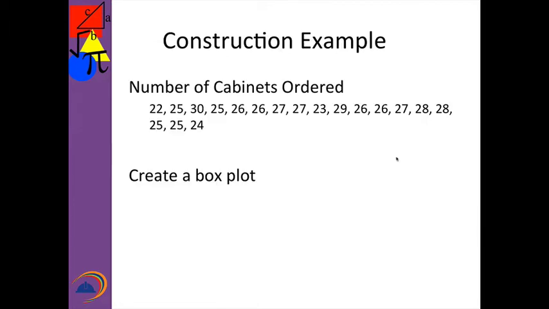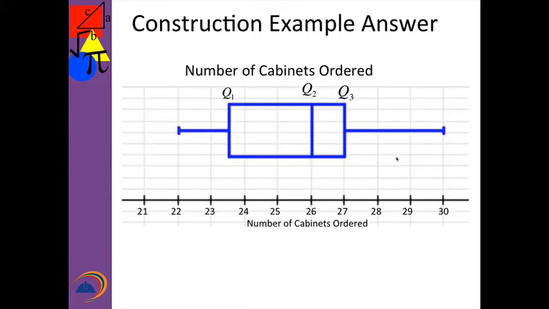All right, so now you try this one. It's a construction example. Here's the number of cabinets ordered. Create a box plot for this, and we'll be back in a minute to check it. Okay, welcome back. Let's see if you got the same answers that I did. Here we go. I got quartile 2 at 26, quartile 1 at 23.5. Quartile 3 at 27. The smallest number of cabinets ordered was 22. The largest was 30. All right?